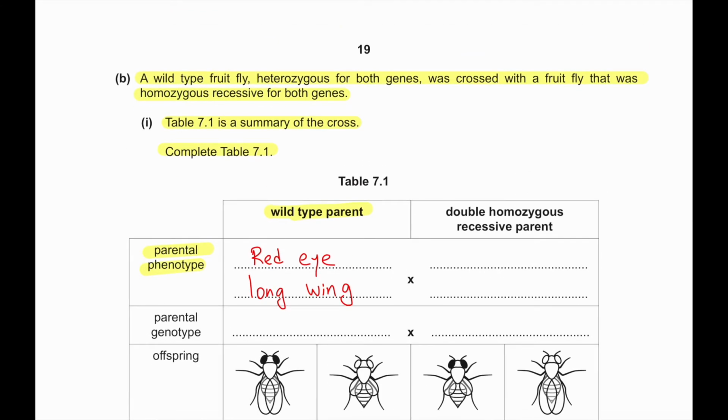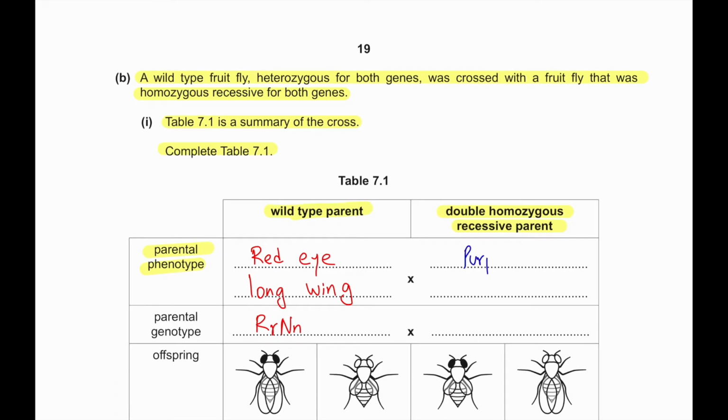Now the question says a wild-type fruit fly which is heterozygous for both genes. So heterozygous for both genes will be capital R, small r, and capital N, small n. Double homozygous recessive parents will have purple eyes and vestigial wing. And since it is double recessive, it's going to be small r, small r, small n, small n.